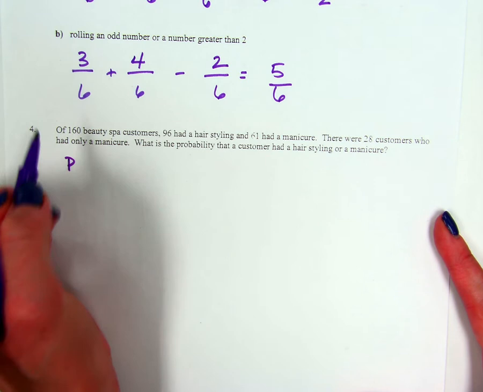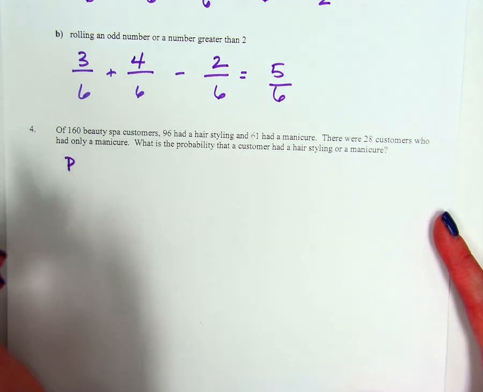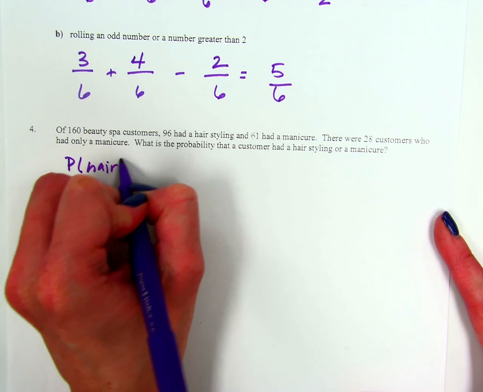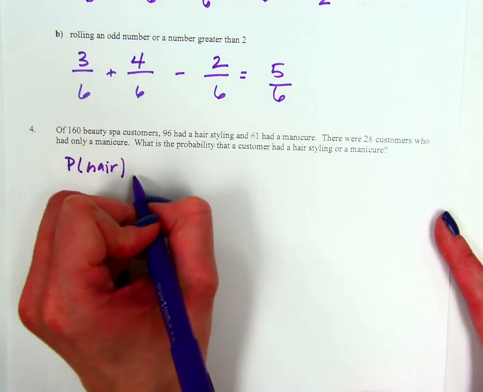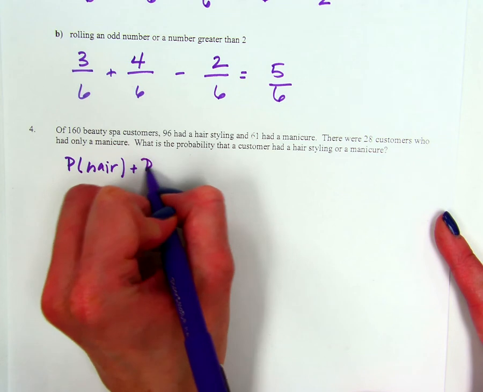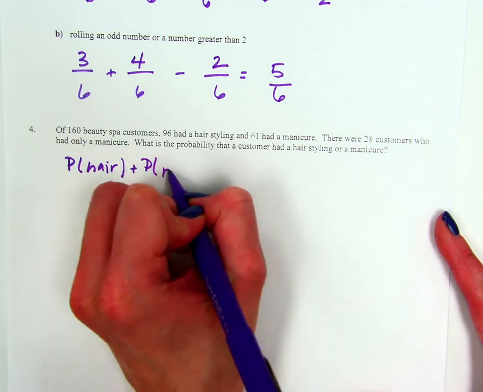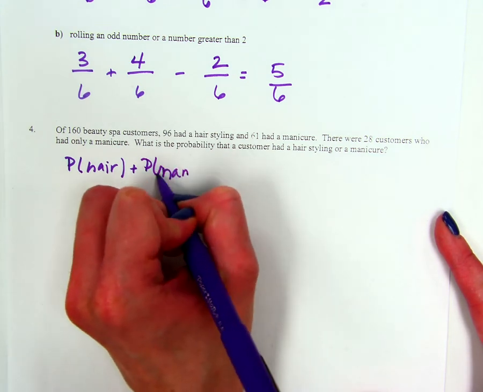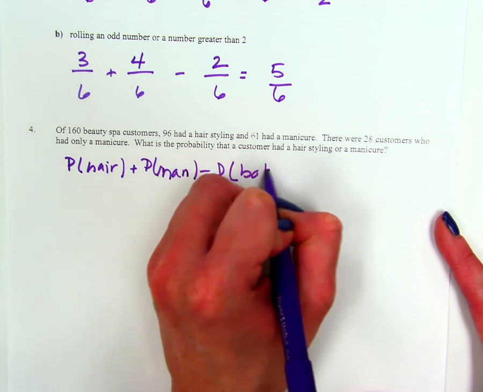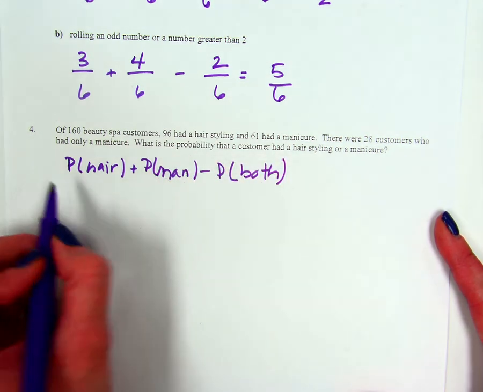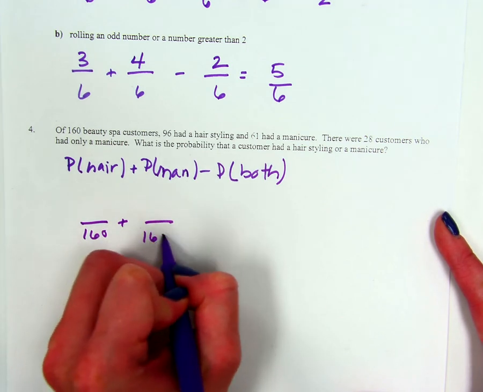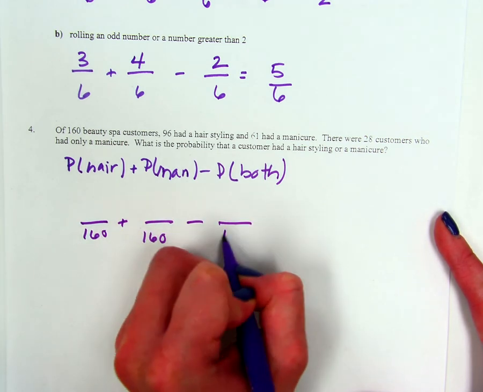So I'm going to write it out so you guys can see from the words here. The probability of a hairstyling plus the probability of a manicure minus the probability of both. So look at the information we have given. We have 160 as our total. So that goes in the bottom.